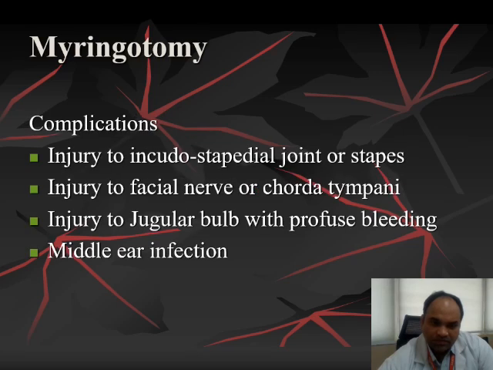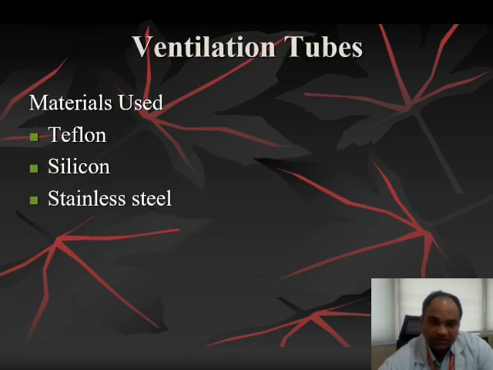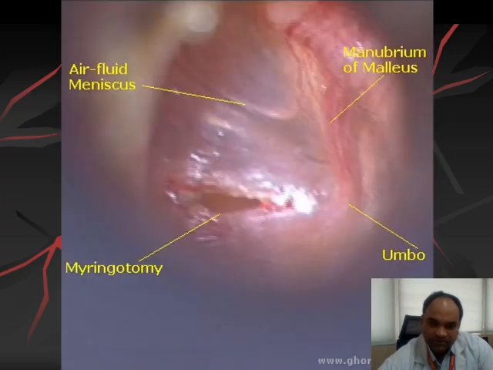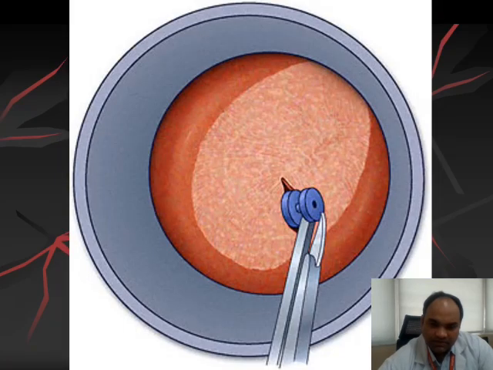Complications sometimes can happen because of myringotomy, like injury to the incudostapedial joint, facial nerve, jugular bulb, and middle ear infection. Ventilation tubes are used in long-term cases of serous otitis media and recurrent AOM. Teflon, silicone, and stainless steel are the materials used. You can see the myringotomy being nicely done here. This is the insertion of the Teflon piston. You can see the piston being inserted.